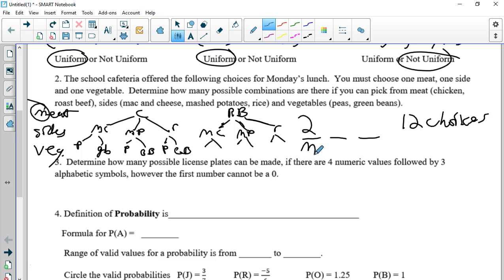And then sides. Well, I have 1, 2, 3 choices for my sides, and I have 2 choices for my veggies. Boom, boom. That's called the counting principle, the fundamental counting principle. You take all your choices and multiply. So in class, before when we talk about making a code, and you can have so many letters or numbers, you just put those in there and multiply it. So 2 times 3 times 2 is 12.